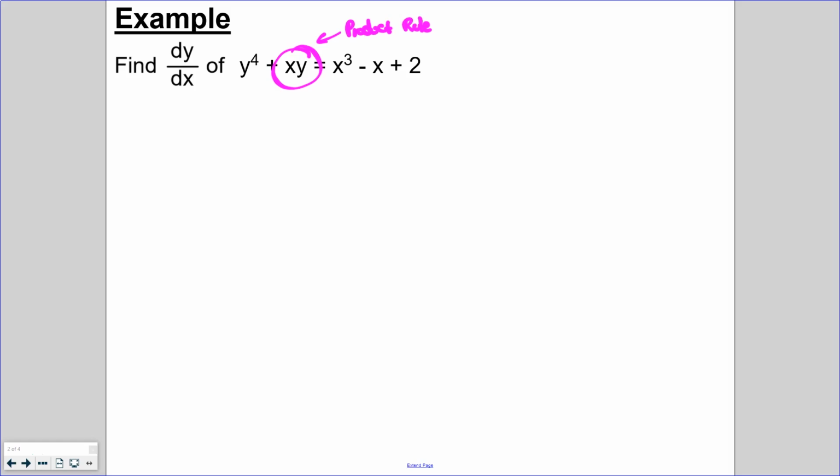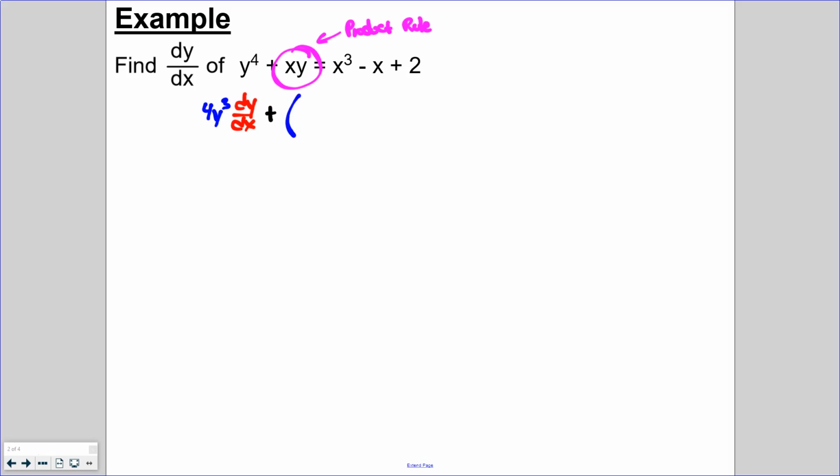Alright, so let's go ahead and just start taking the derivative of items. So the derivative of y to the fourth we know is going to be 4y cubed. But because we're taking the derivative of a term with a y in it, we need to multiply by dy/dx, remember, chain rule. And then plus, and then we have the product rule.